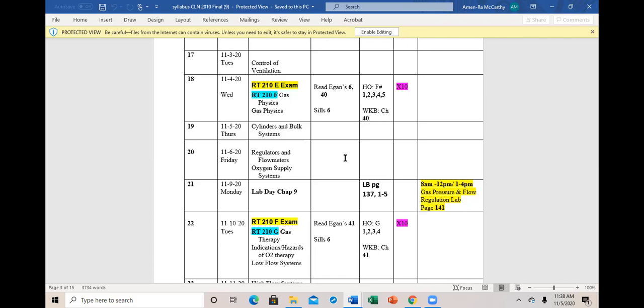Okay. Because Tuesday is the exam. Tuesday is the exam for this section. It's just cylinders. It's not that big. It's not that bad. But the cylinder exam will be on Tuesday, the 10th. All right. So Monday the 9th is lab day. You must be here either 8 to 12 or 1 to 4.